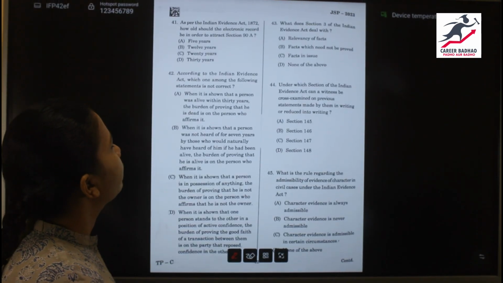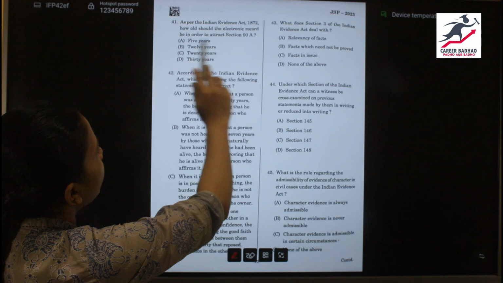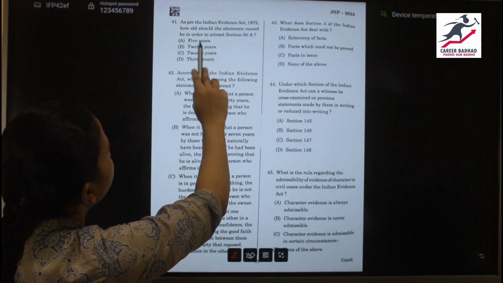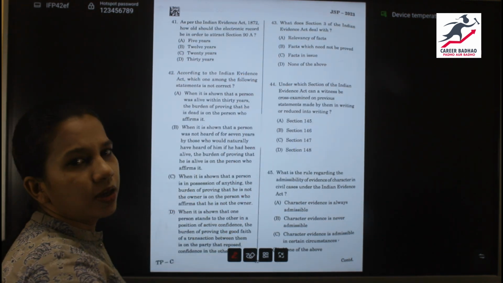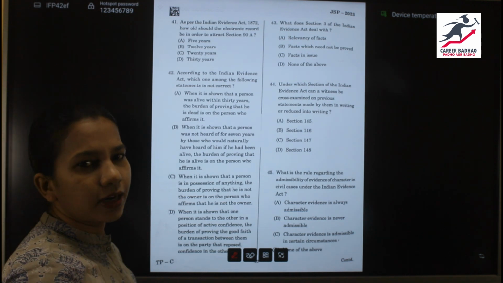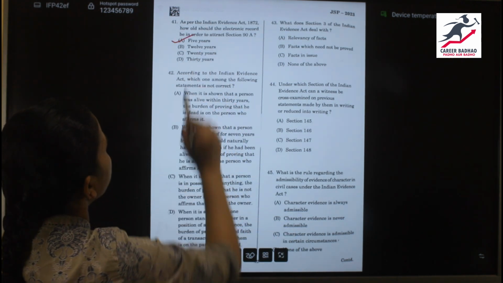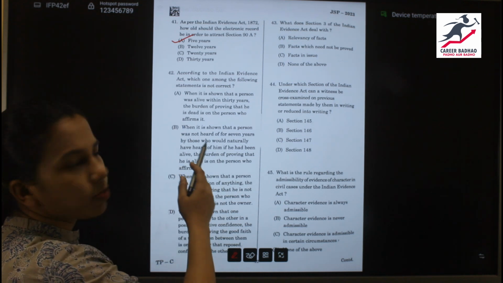Let's move to question number 41. As per the Indian Evidence Act, how old should the electronic record be in order to attract section 98? So this is also a direct question. The correct answer is option number A, 5 years. Let's move to question number 42.